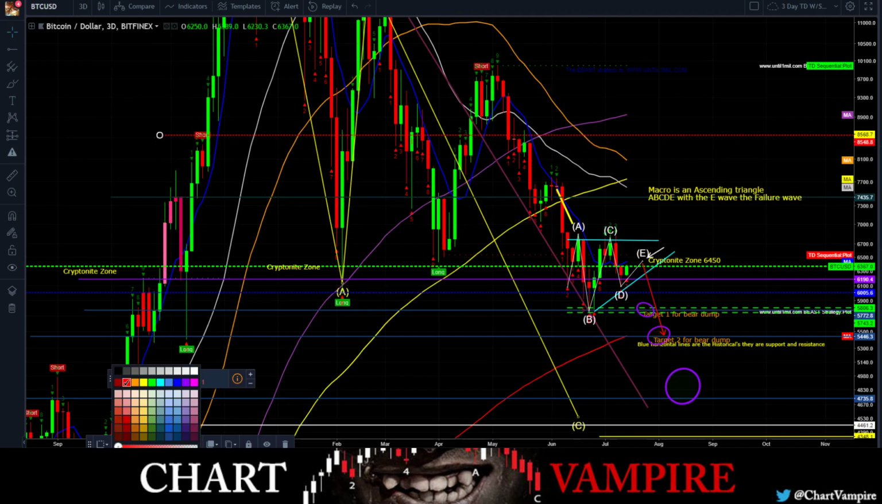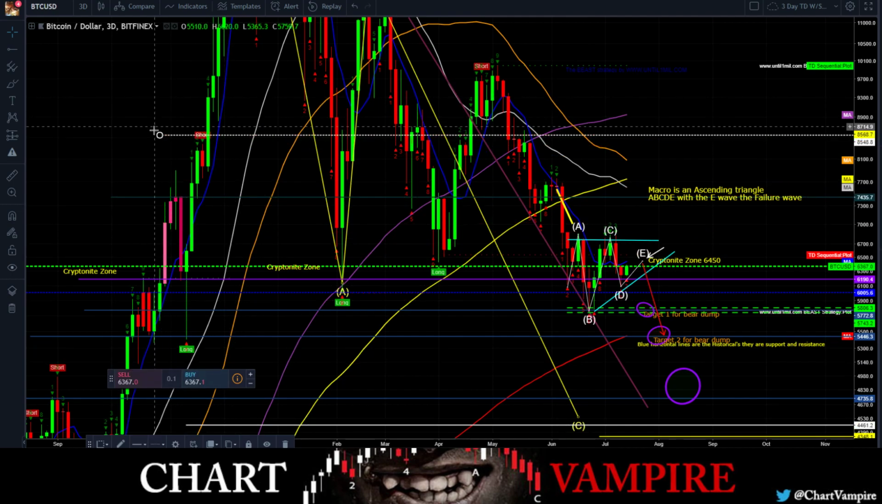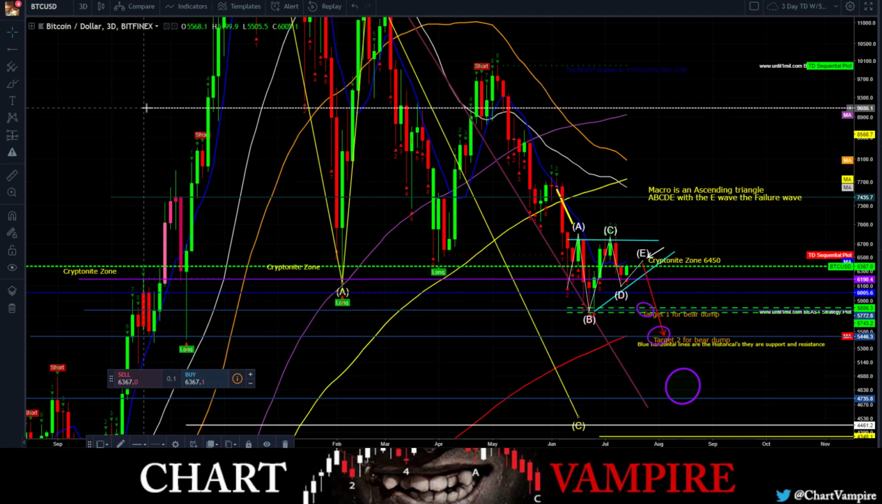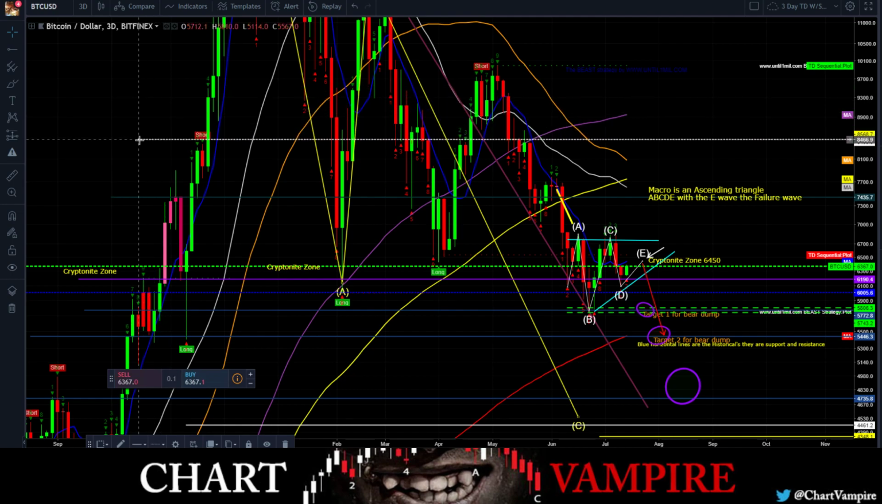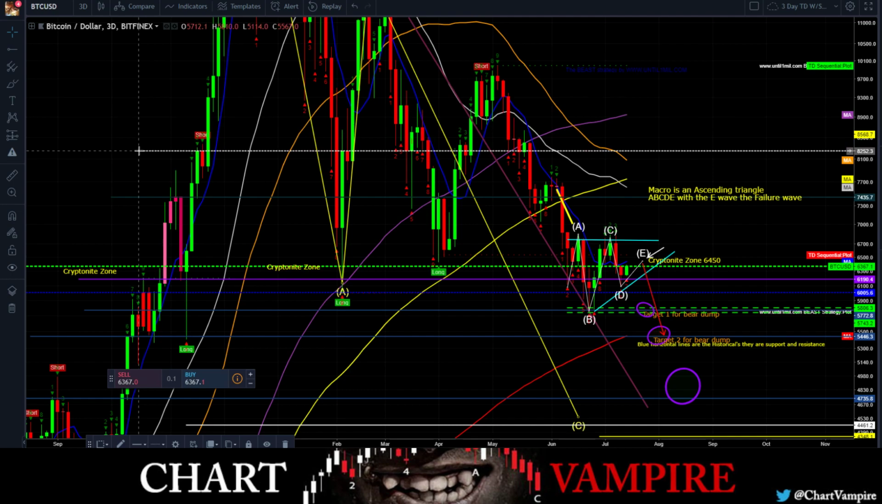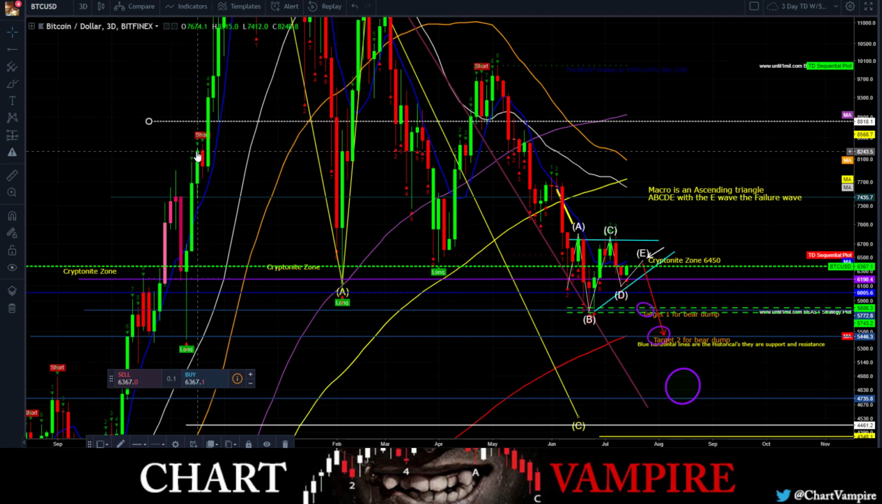You can make it any color you want to, and down at the bottom, make it different thicknesses. Now, when I try to lay down my support and resistances, the first thing I do is I look for confluence.